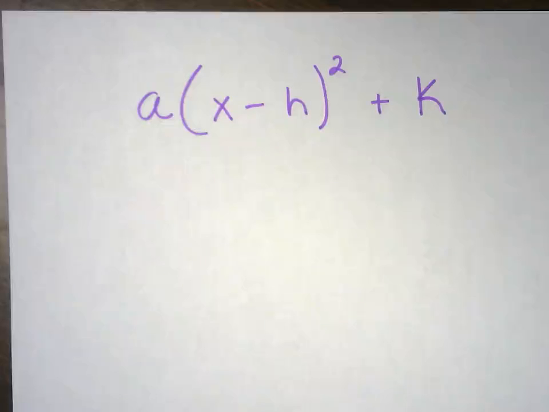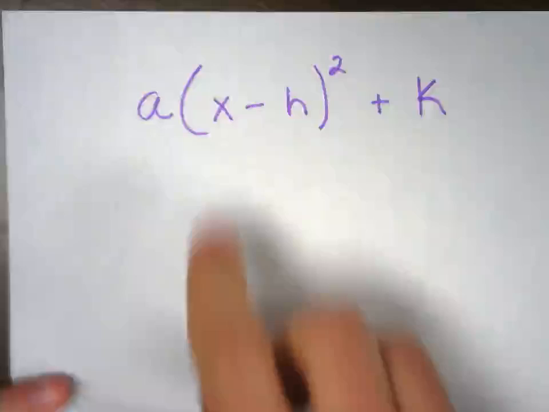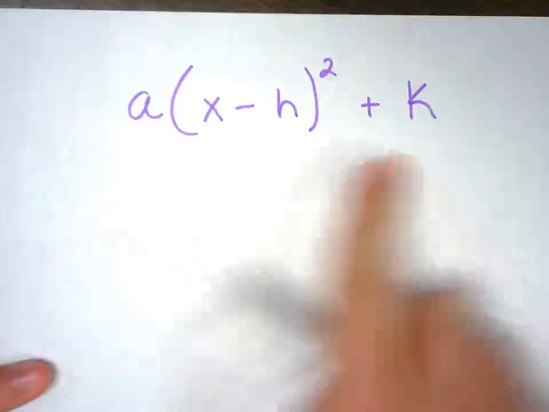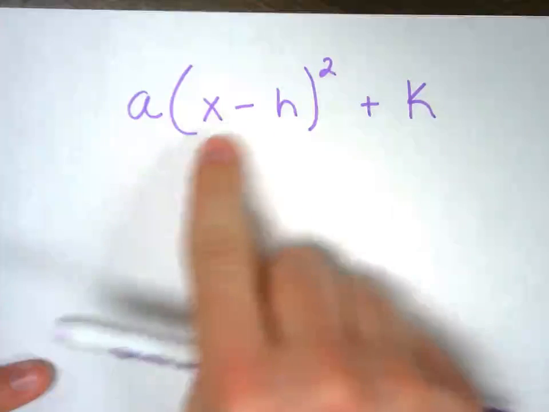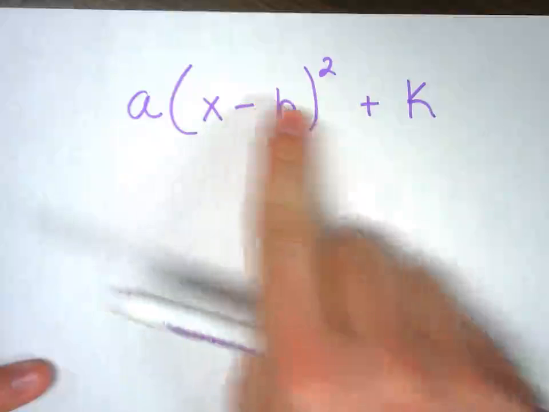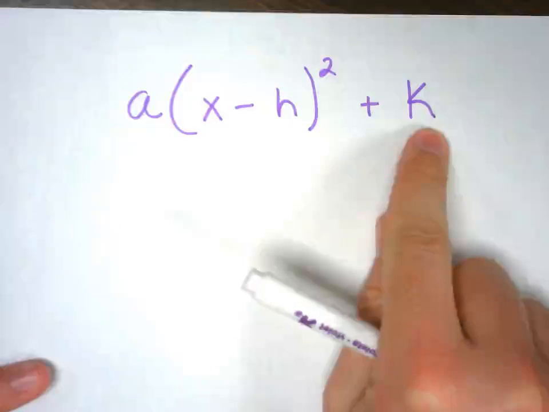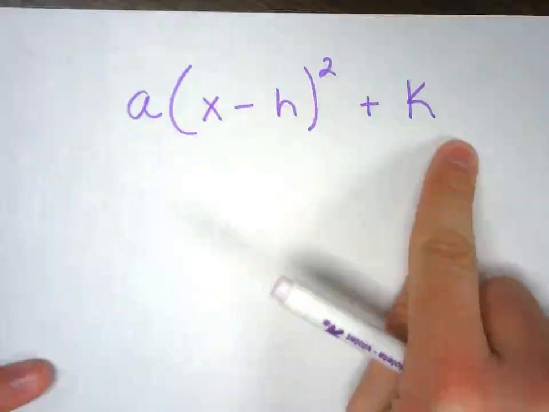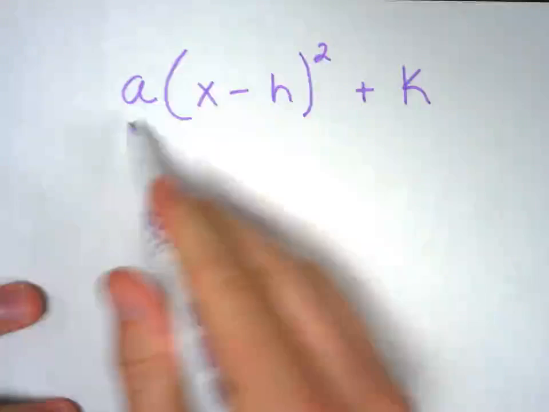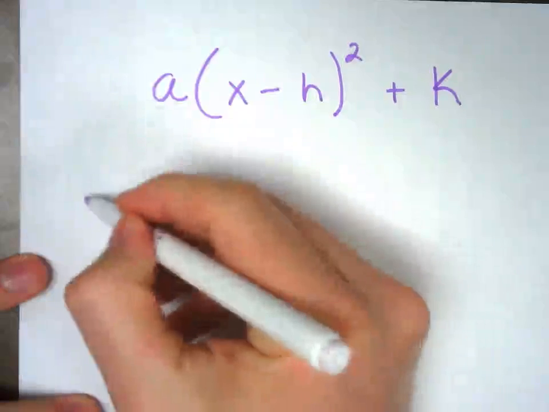All right, today we're looking at vertex form, and this is essentially what vertex form looks like. You have your A, you have X minus your H, and you have a plus K. All right, this is vertex form right here. So let's first off talk about the A and what A means.